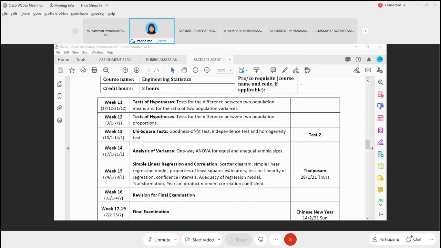Although you have mu I not equal to mu j under H1, in terms of the rejection criterion, the decision rule, you still say reject H naught if the calculated F is greater than F alpha. One-sided on the right. You don't have a two-sided F test in ANOVA.